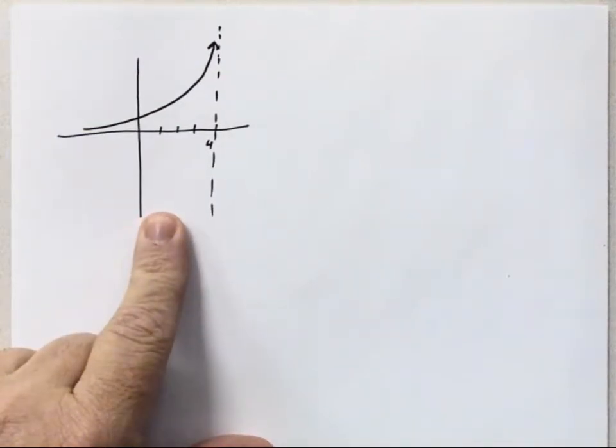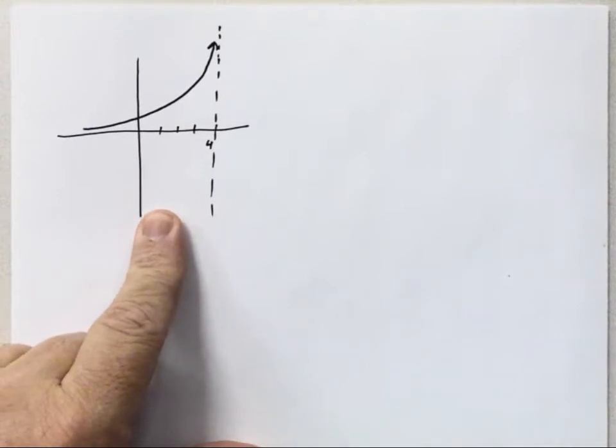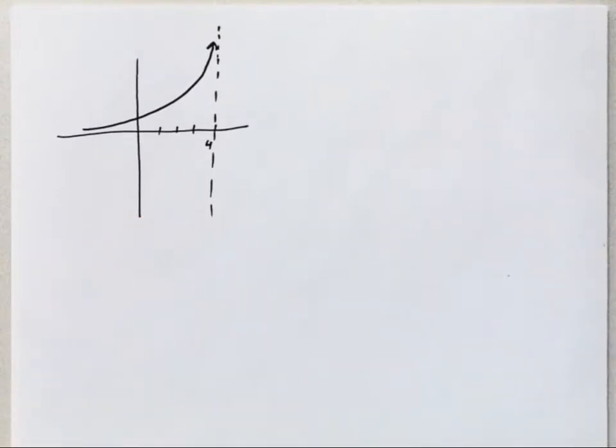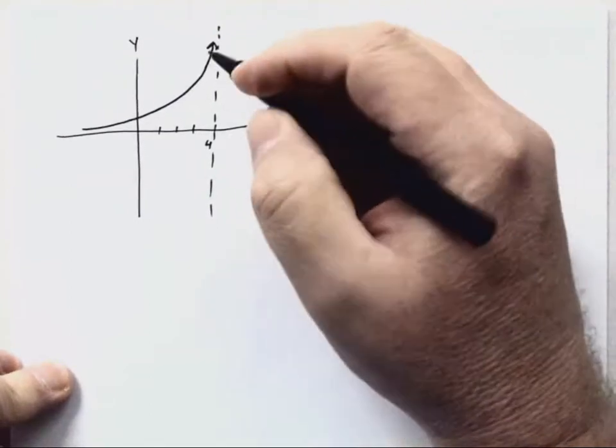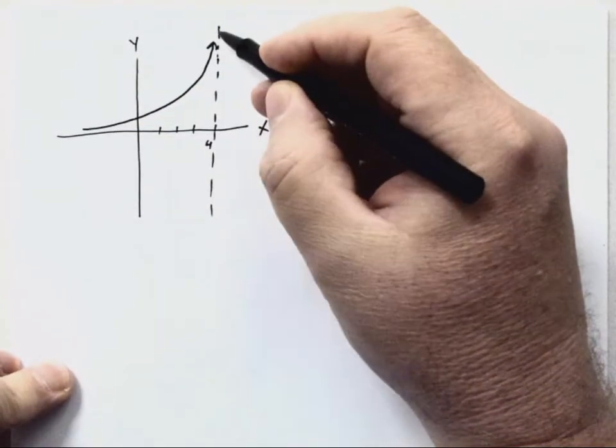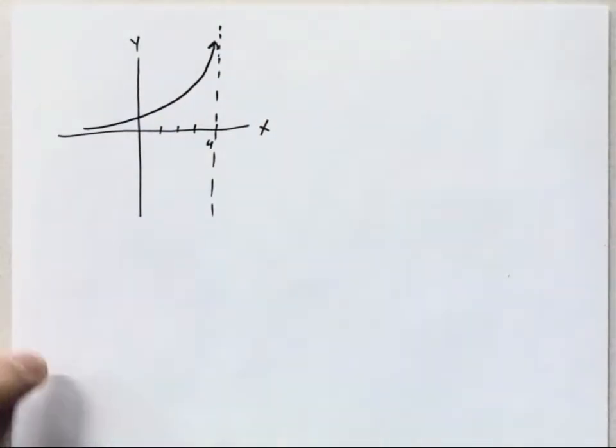I have another graph. I probably should have put this at the end of the last video, but I forgot, so let me quickly talk about it. Because sometimes you have a situation like this, where here's your graph. This dashed line is called a vertical asymptote.